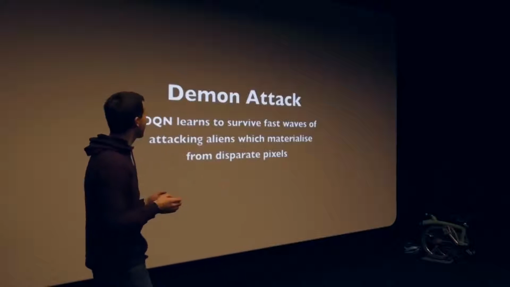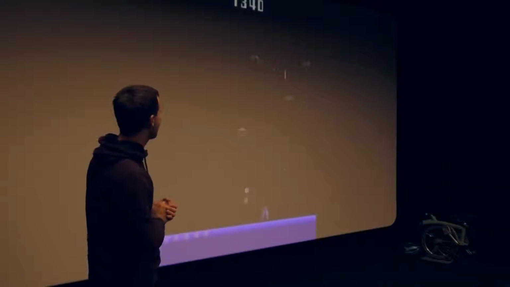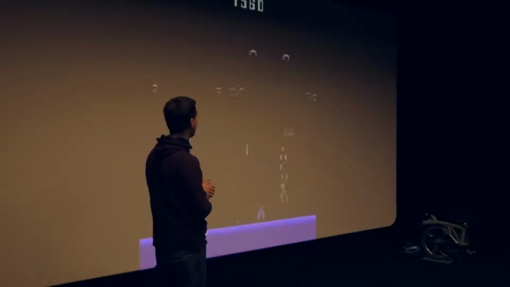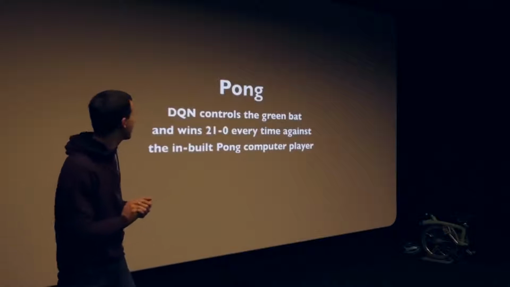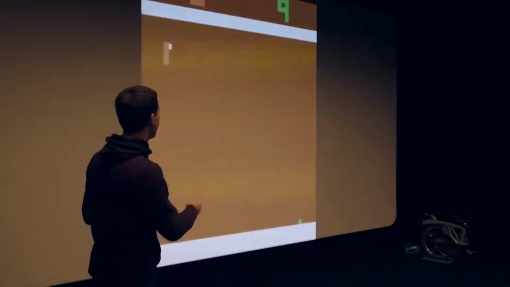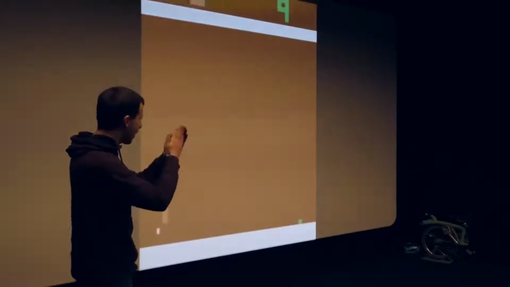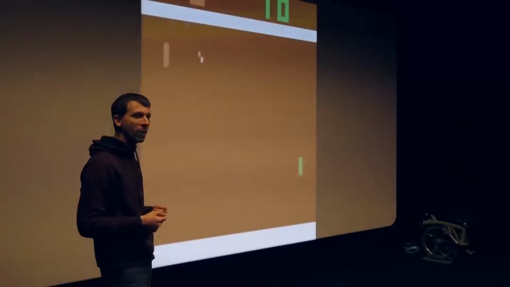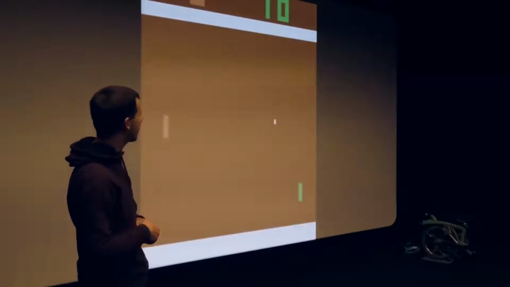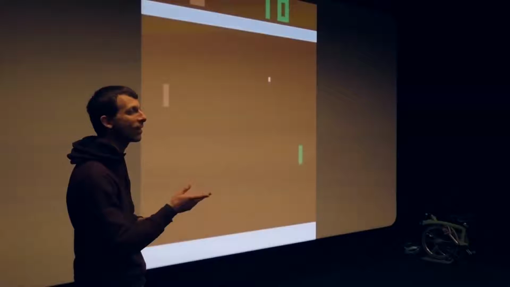This is more of a classic shoot-'em-up Space Invaders type game called Demon Attack. It learns to duck in and out of the bullets and shoot all the aliens. This one is Pong, the classic original Atari game, and we're controlling the green guy here. You have to get these sharp angles off the corner to be able to get it past the opponent, and it learns this strategy and eventually learns a perfect strategy of winning every game.